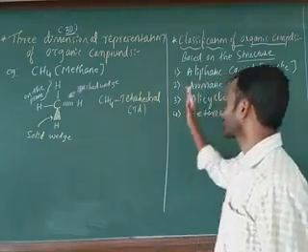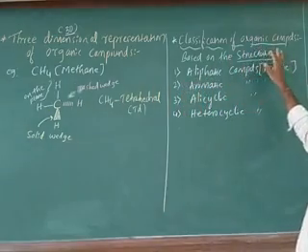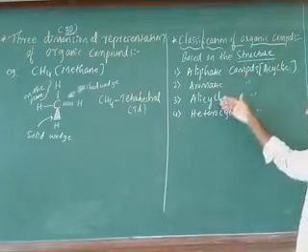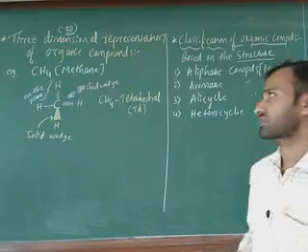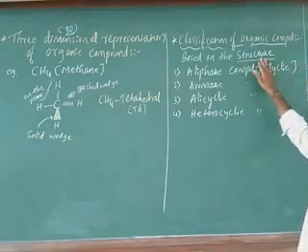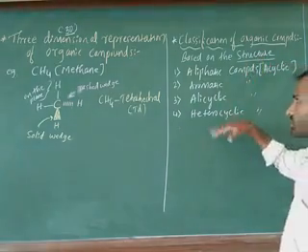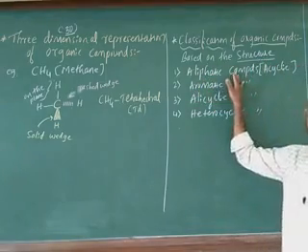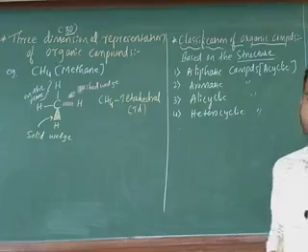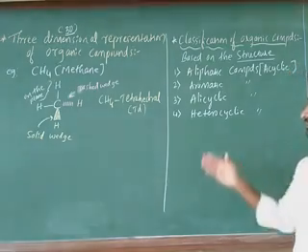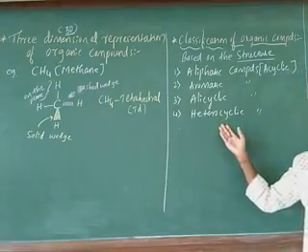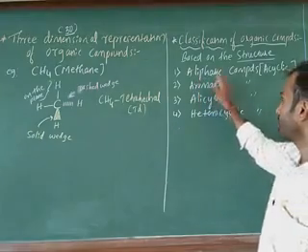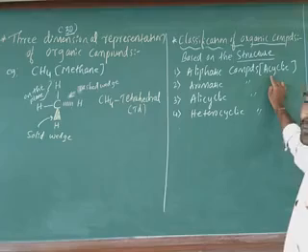The next part is the classification of organic compounds. Generally there are 4 types, and based on structure they determine the classification. The first one is aliphatic compounds. The second one is aromatic. The third one is alicyclic. The fourth one is heterocyclic compounds. Aliphatic has another name, acyclic compounds.